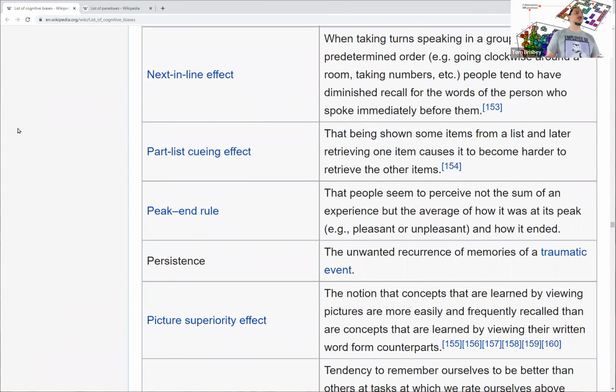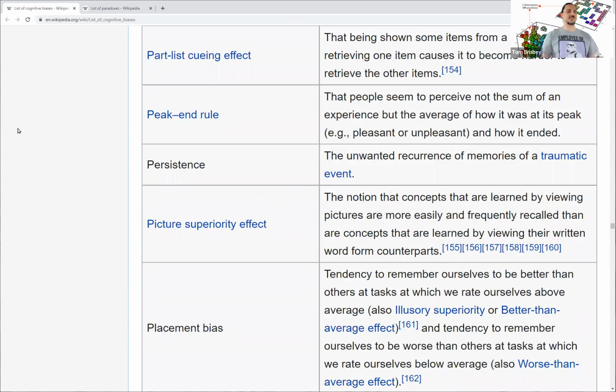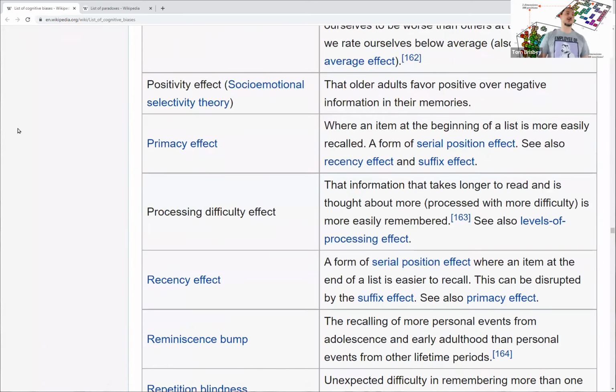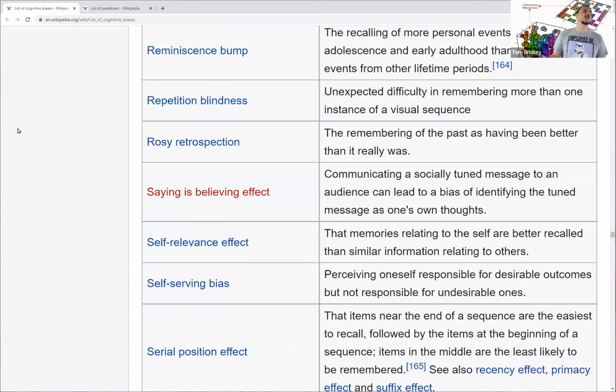The peak end rule. People seem to perceive not the sum of an experience, but the average of how it was at its peak. Yeah, what were the highs? What were the lows? Did it end appropriately? What if the fun was over and then the event dragged on? People will remember that just as much as if the event ended right at the best part or right before the best part. You don't want that to happen.